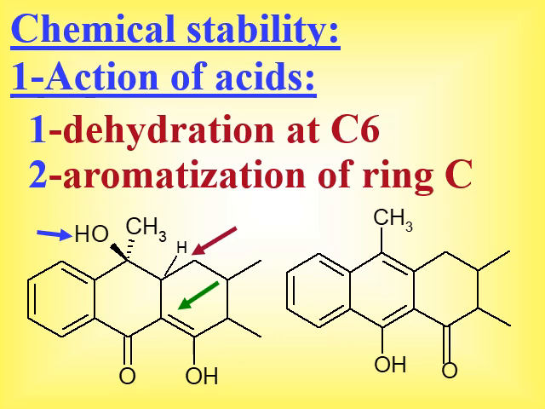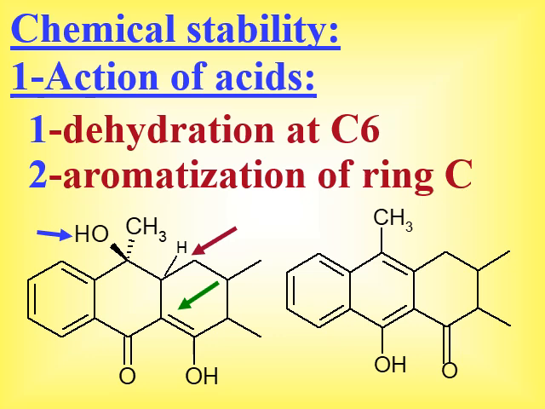We can speak about the chemical stability of tetracycline. They can undergo degradation in acid or base. We will start by the action of acids. It can be strong acid and it can be weak acid. We will start by strong acids having pH less than 2. What are the actions of strong acids on tetracycline?